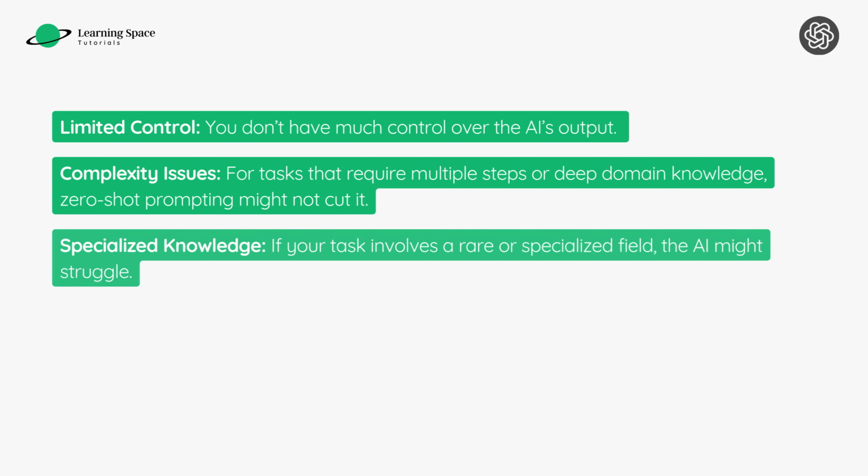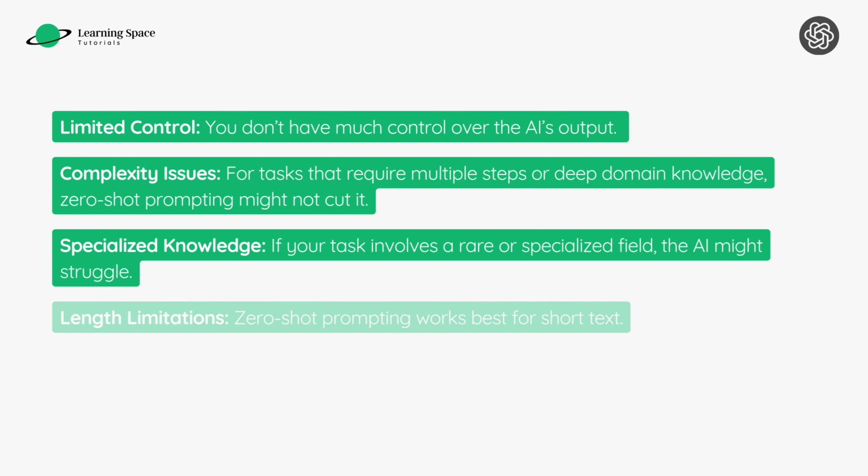If your task involves a rare or specialized field, the AI might struggle. It hasn't been trained on specific examples from these niches. Zero-shot prompting works best for short text. For longer pieces like articles or reports containing thousands and thousands of words, it might need more inputs and guidance to stay on track. Even though zero-shot prompting is fast and versatile, it has its limits.